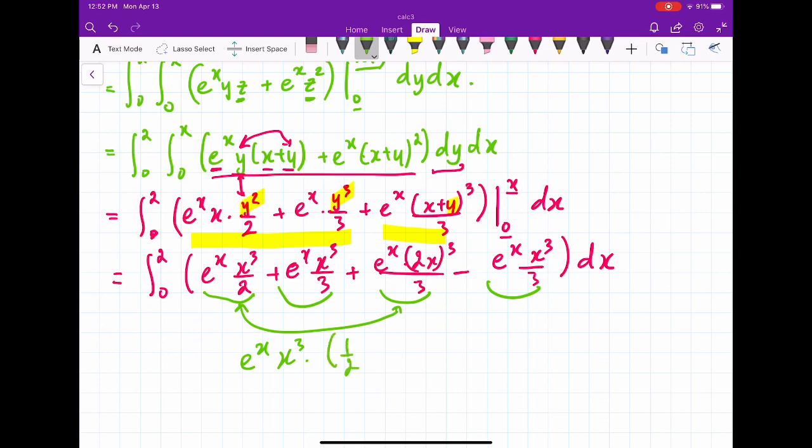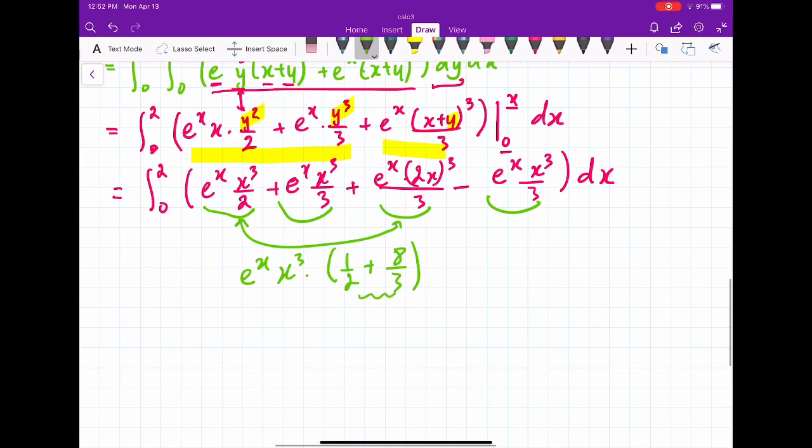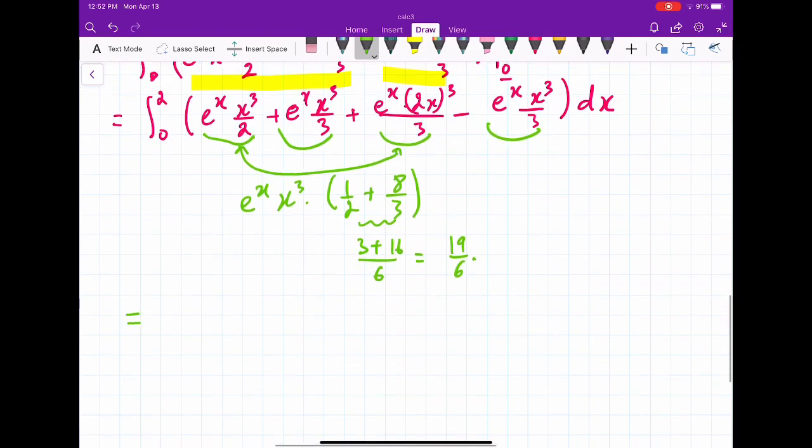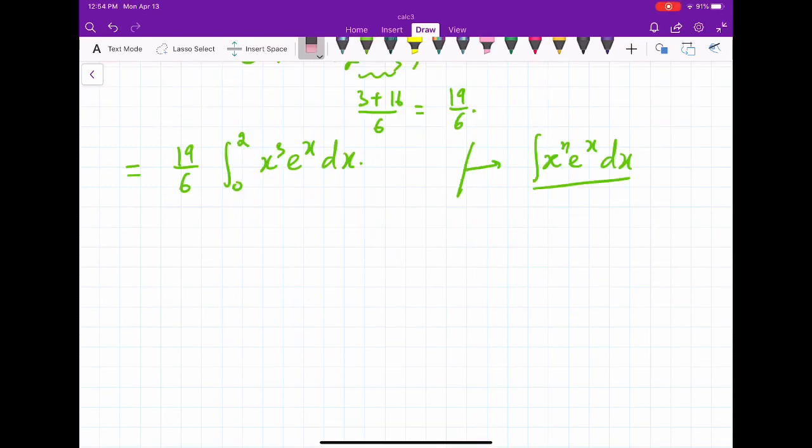You have 1 over 2 plus 8 over 3 right here. So basically this is equal to 3 plus 16 over 6, right? So you have 19 over 6. Basically this is equal to 19 over 6 times the integral from 0 to 2 of x cubed e^x dx. This is a very special integral, right? The general form looks like this. So for such integrals, we need to do integration by parts, okay?